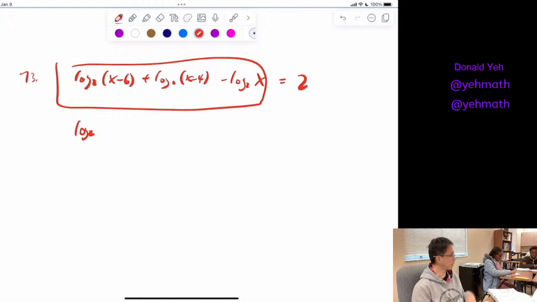Just make sure you combine to one log. What do you mean divide? Like, I combined it into one log. Yeah. So combine to one log. How do I combine here? I got something plus, I got something minus. Log base 2 of x minus 6 times x minus 4 divided by x.